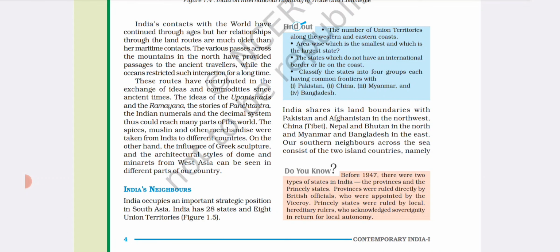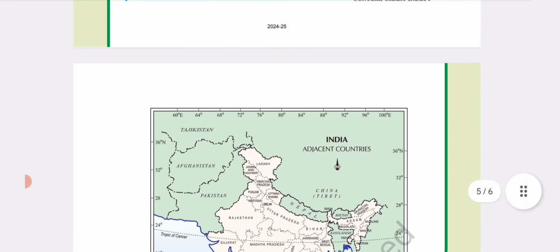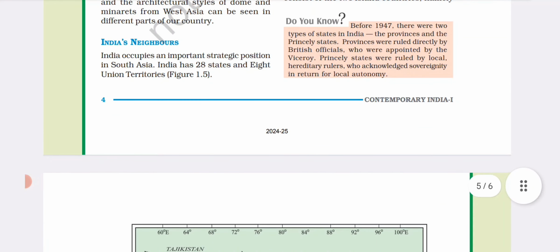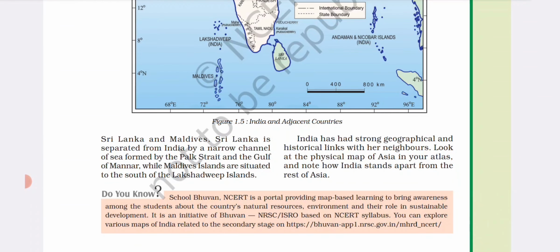Our southern neighbors across the sea consist of two island countries, namely Sri Lanka and Maldives. Do you know, before 1947 there were two types of states in India, the provinces and the princely states. The provinces were ruled directly by British officials who were appointed by the Viceroy. Princely states were ruled by local hereditary rulers who acknowledged the sovereignty of the British in return for local autonomy. Sri Lanka is separated from India by a narrow channel of sea formed by the Palk Strait and the Gulf of Mannar, while the Maldives Islands are situated to the south of the Lakshadweep Islands.